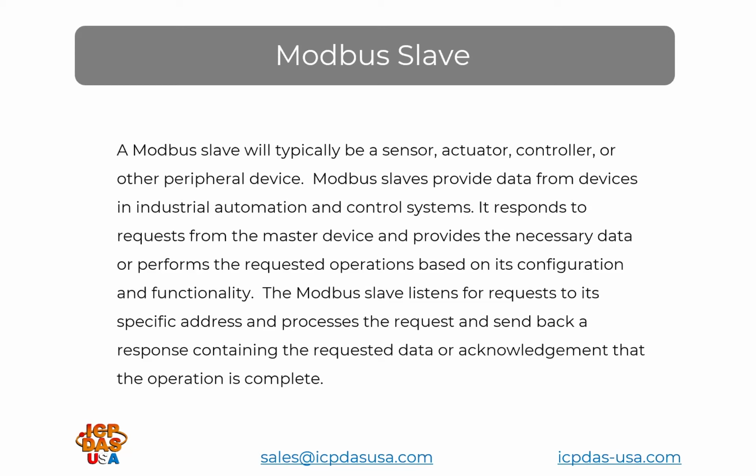Modbus slaves will typically be sensors, actuators, controllers, or other peripheral devices. The slave device either provides data or control. The Modbus slave stays in idle mode until a command addressed to the specific RTU is sent. The slave will then process a request to either send back data or change the status of an output and send back a confirmation of the change.